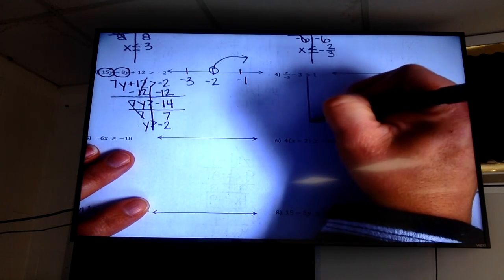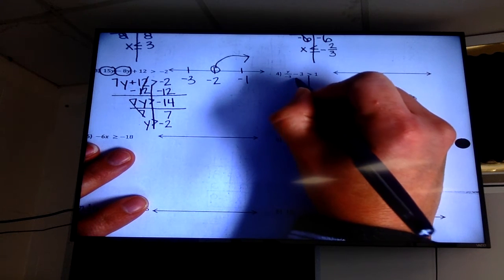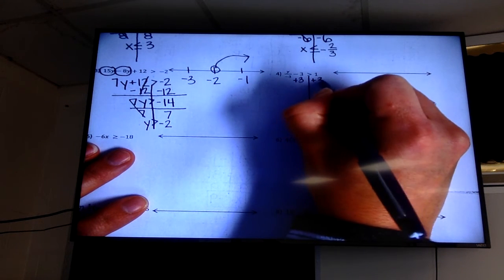All right, let's try this one. Drop your line. I need to get rid of my constant first, so I see a negative 3, and the opposite of a negative 3 is a positive 3.